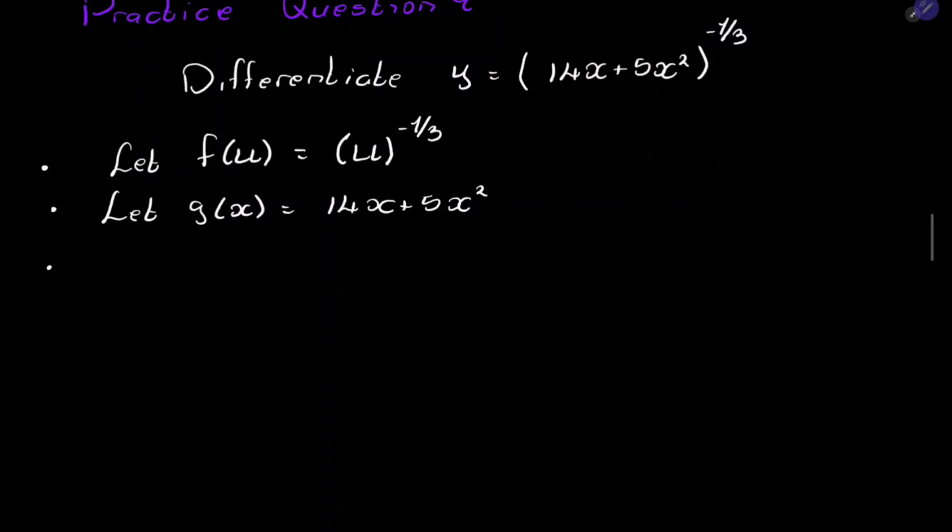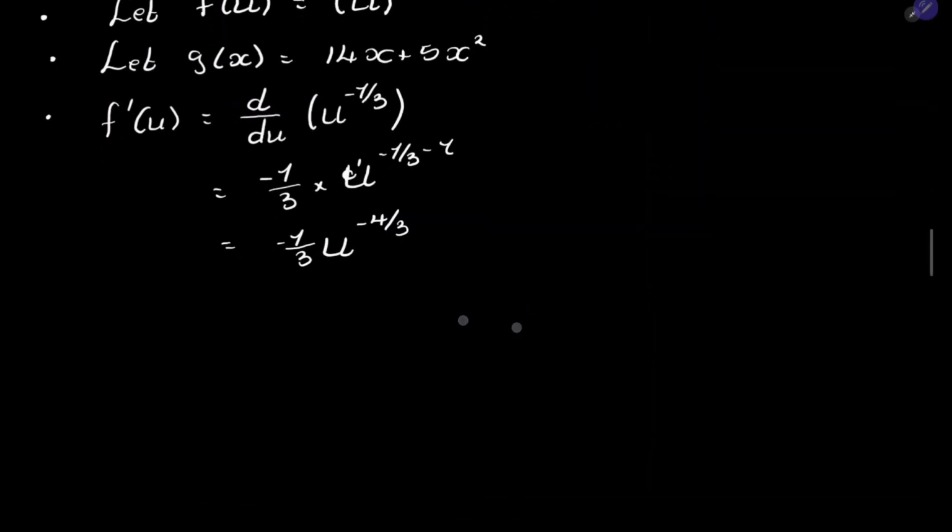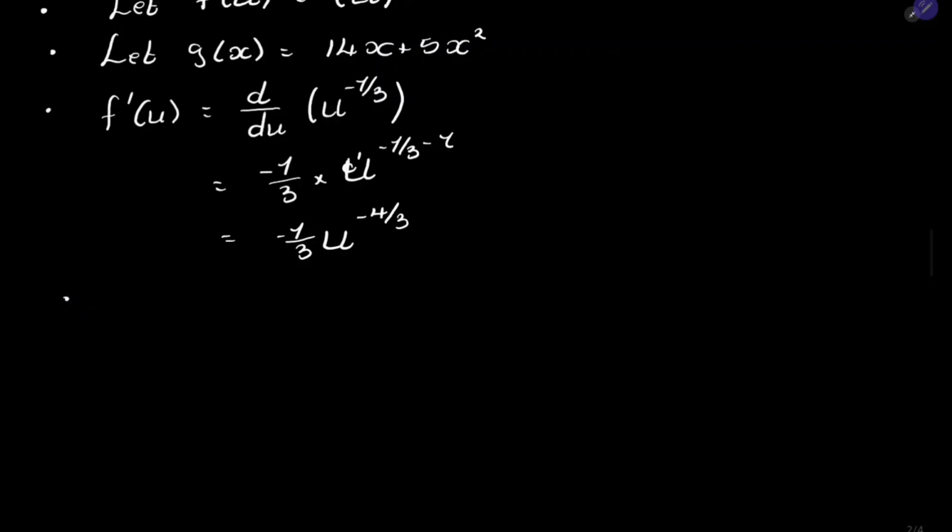Our second step asks us to find the derivative of the outer function, that is f prime of u, which is going to be the derivative with respect to u of u to the negative 1/3. Using our power rule, this gives us negative 1/3 times u to the power negative 1/3 minus 1, which gives us negative 1/3 u to the negative 4/3. Our next step asks us to multiply this term by the derivative of the inner function. Sorry, I skipped a step.